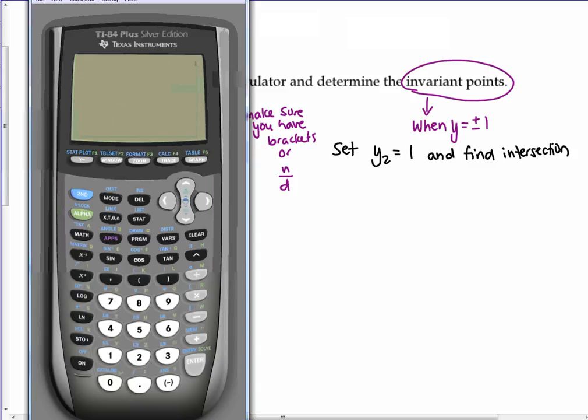Because if we go second graph, we need when y is 1 or negative 1. Do you see it anywhere? No, right? So that's why. That only works if it's a whole number, and usually it's not. Okay, so find the intersections. Second, trace 5. You have to make sure you get near the intersection. Enter 3 times. Let's go to 3 decimal places.